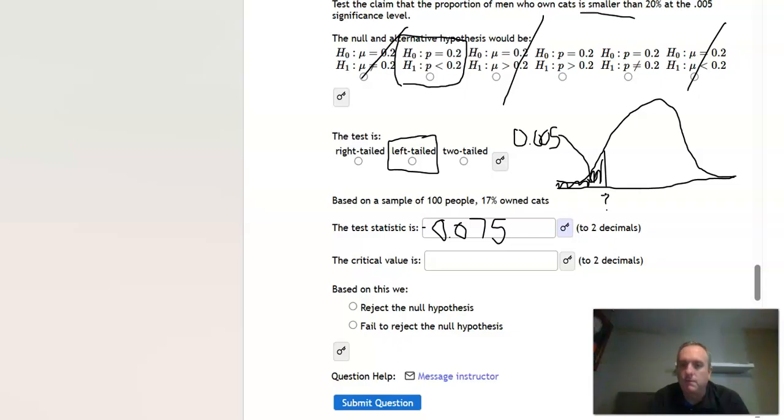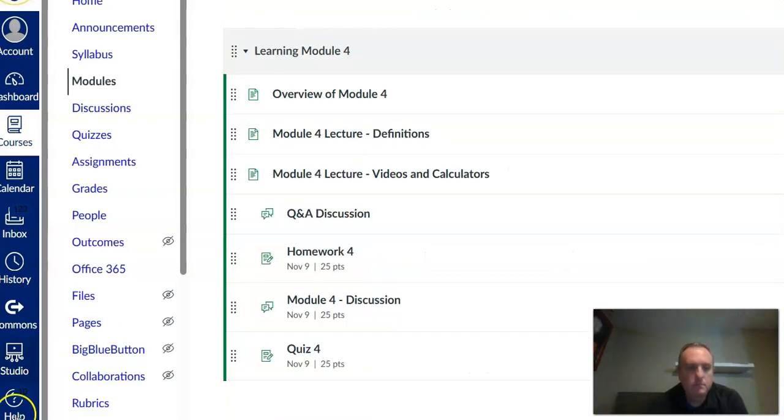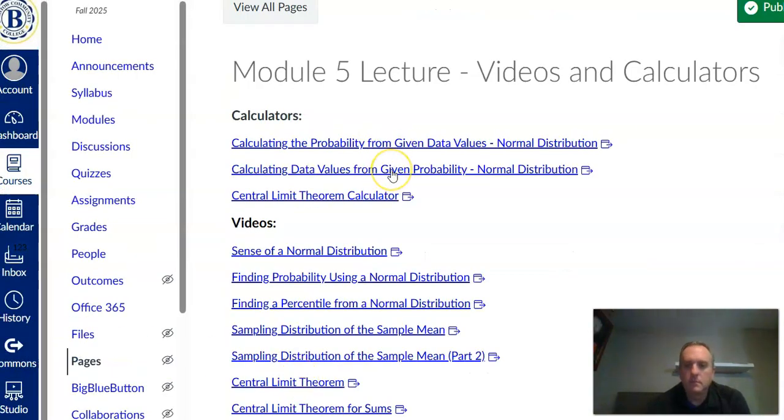My drawing isn't great here. The 0.005 of the bell curve is just a tiny little tail off to the left. I just wanted to accentuate what we're exactly looking for here. We're looking for that z-score such that everything to the left has an area of 0.005. So that was the inverse norm calculator, and that was in the previous week's lecture notes, so I'm going to switch back to that. Yes, this is the one we wanted, the calculating data values from the given probability. So I'm going to click on that one.